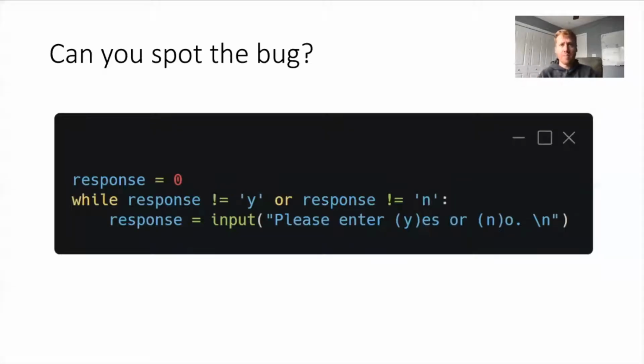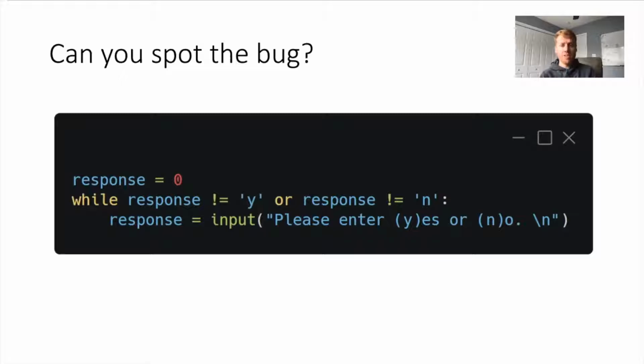I'll start with an example of a bug that an actual student submitted as part of their homework. The program asked the user to input Y for yes or N for no, and it will repeat until valid input is given. However, the loop will actually never end because of a mistake. The or should instead be an and.